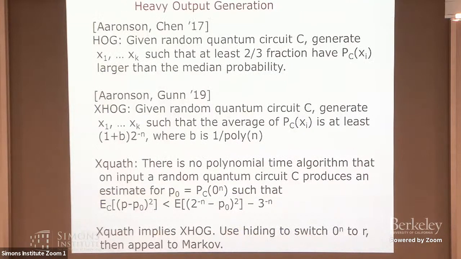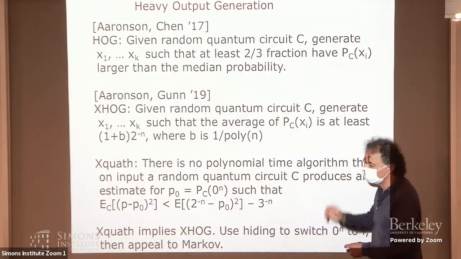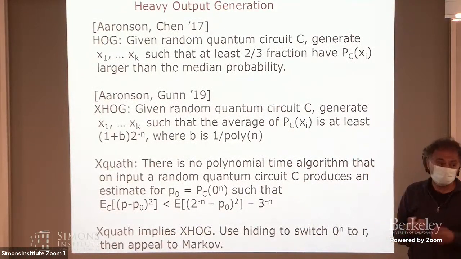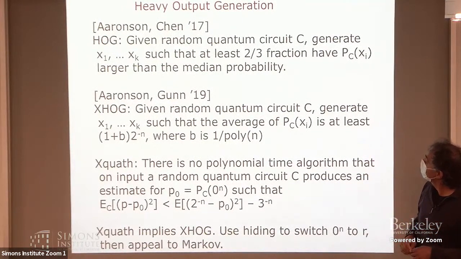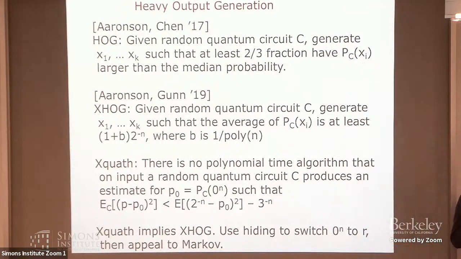So this notion that typically you're more likely to see heavy outputs than light outputs was formalized by Aaronson and Chen in this challenge. It says, well, you're given a random quantum circuit C. Can you generate several samples, x1 through xk, so that at least 2/3 of them have a probability larger than the median? If you look at the parameters of this exponential distribution that you get, your quantum circuit will satisfy this. It seems like a real challenge to come up with.